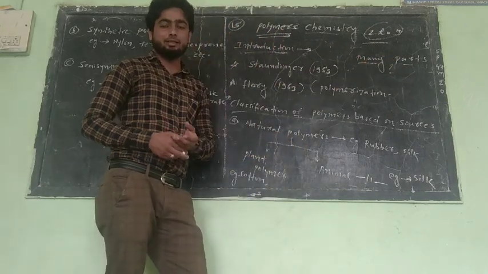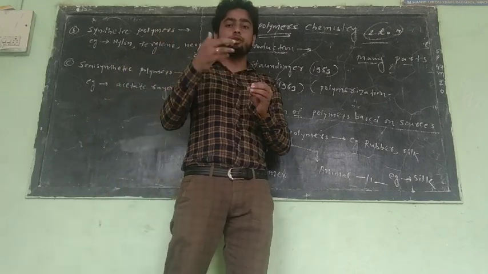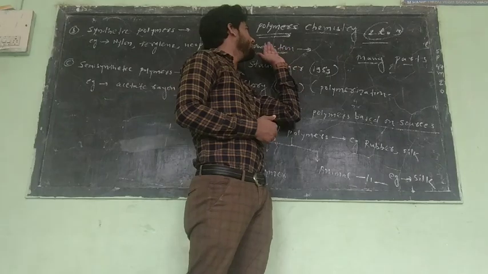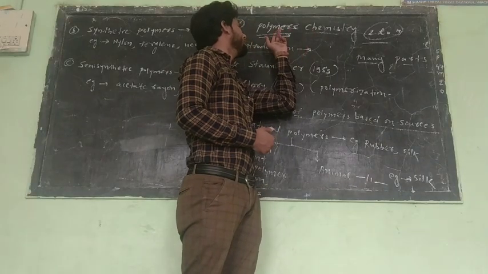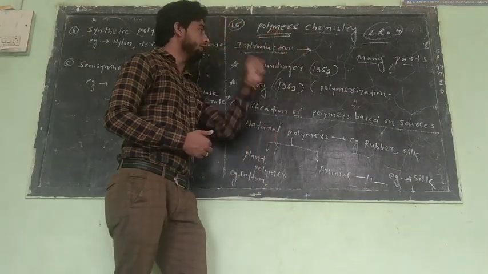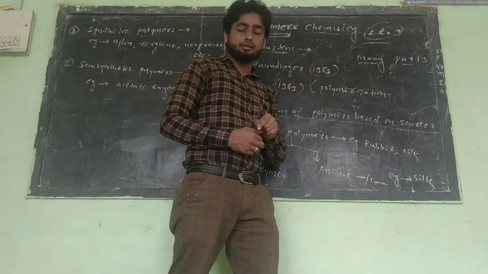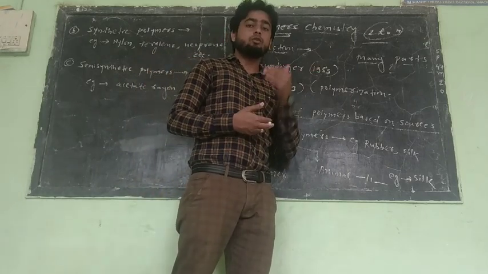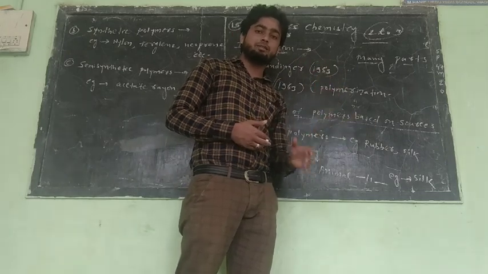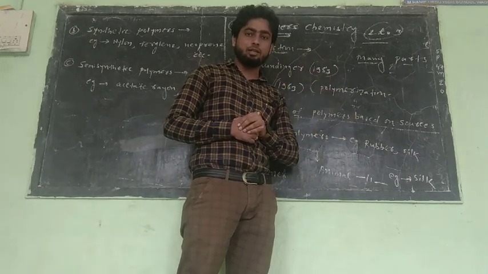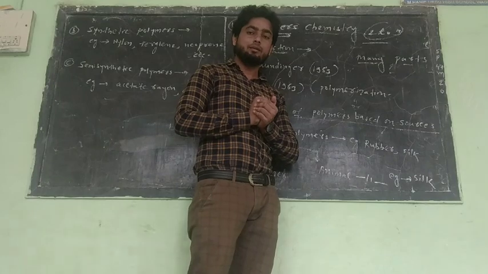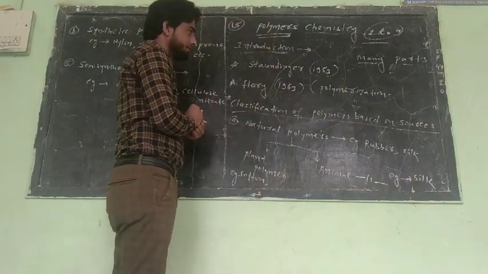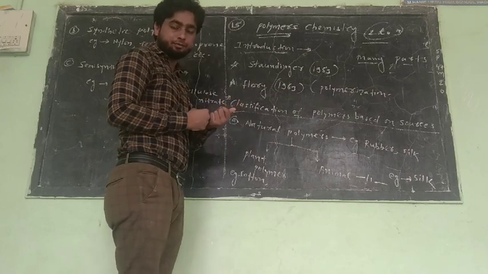In simple language, thousands of monomers are repeated to each other to form one type of compound called a polymer, and the process in which monomers are repeated one by one to form the polymer is called polymerization. So first of all, a question is asked in the examination in MCQ form.